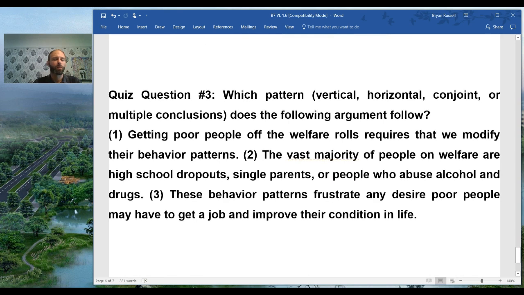And finally, quiz question number 3. Which pattern does the following argument follow? Getting poor people off the welfare rolls requires that we modify their behavior patterns. The vast majority of people on welfare are high school dropouts, single parents, or people who abuse alcohol and drugs. These behavior patterns frustrate any desire poor people may have to get a job and improve their condition in life. So how do the premises of this argument support the conclusion?